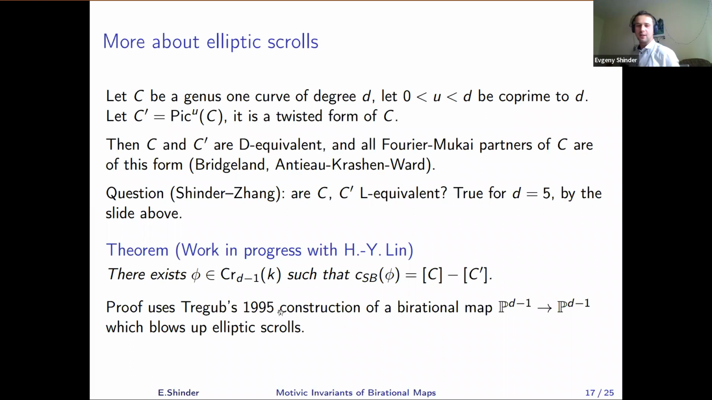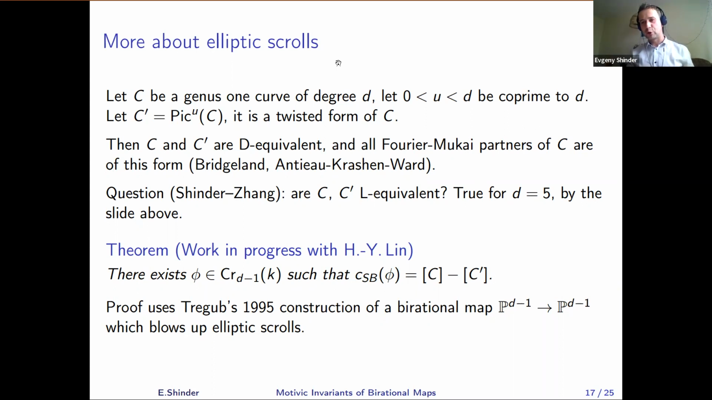The proof uses not very well-known work of Tregub from the 90s, where he constructs interesting birational maps by blowing up elliptic scrolls. He uses a little bit of moduli space of sheaves on elliptic curves, and he explains a certain map and what it blows up and what it contracts. It's not clear over which field he works, but it seems that it doesn't matter: as soon as one has a degree D genus 1 curve, one can run the construction and get various maps like I want. So our invariant is not only non-zero, but strongly non-zero, and it connects torsors to each other over non-closed fields.